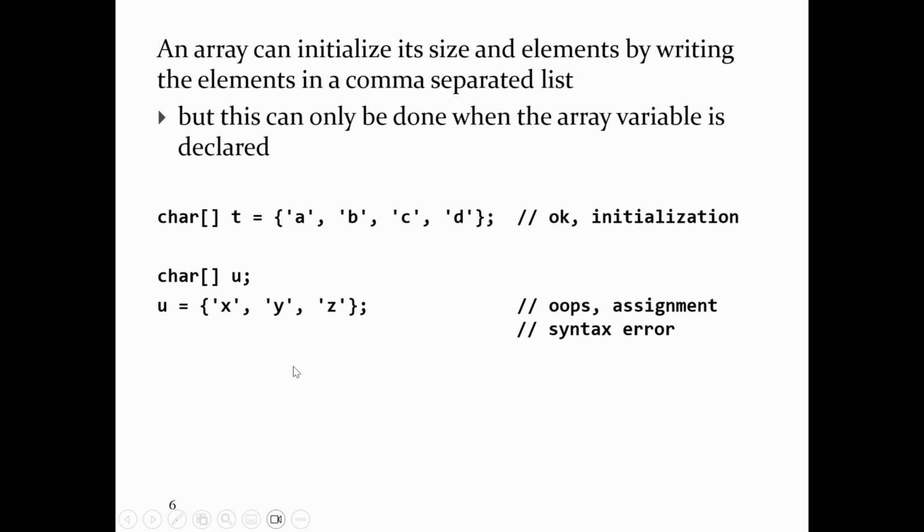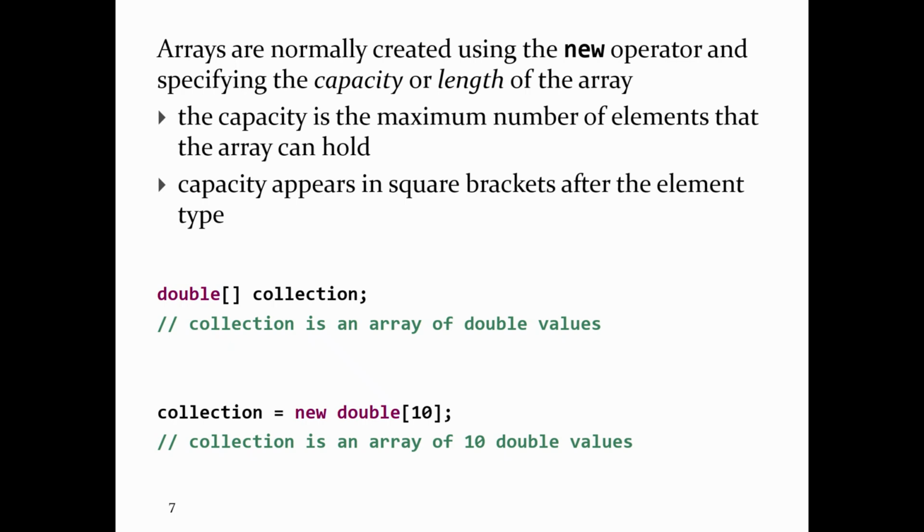So the more normal thing to do in Java, because normally you don't know what you're going to put into the array, is to make an array and then fill in the elements of the array. So what you would normally do is make your variable and then make your array. The way you make an array is with the new operator.